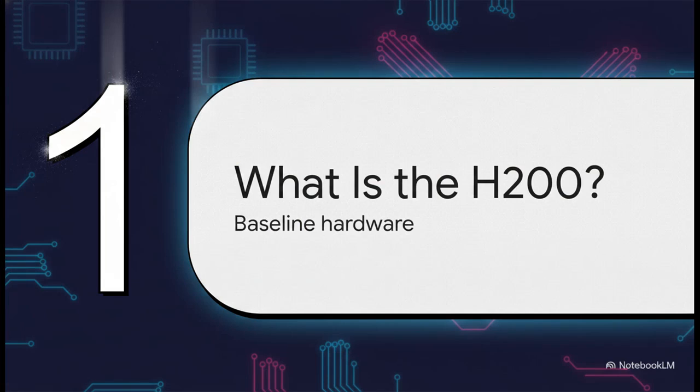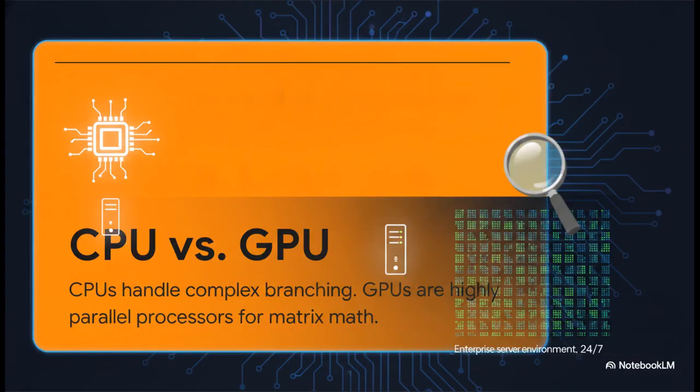All right, Section 1. What is the H200? Understanding the baseline hardware. So, to really get the H200, we first need to establish what makes a data center GPU entirely different from your standard computer processor. Let's dive into this. A CPU is a general-purpose processor. It's optimized for control-heavy tasks with complex branching. You can kind of think of it as a very smart manager handling sequential operations one by one.